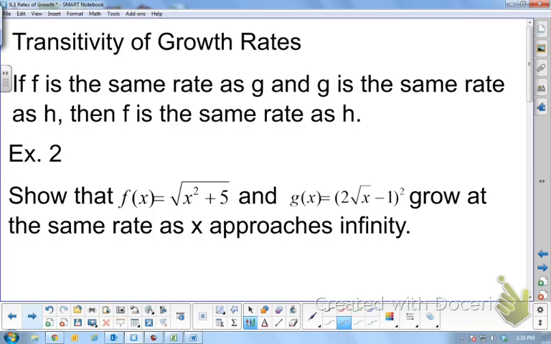So we also have something called the transitivity of growth rates. Do any of you guys remember the transitive property from geometry? If A equals B and B equals C, A equals C. Remember when we had to write proofs?